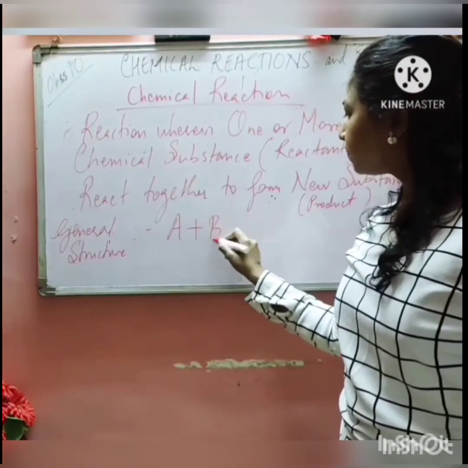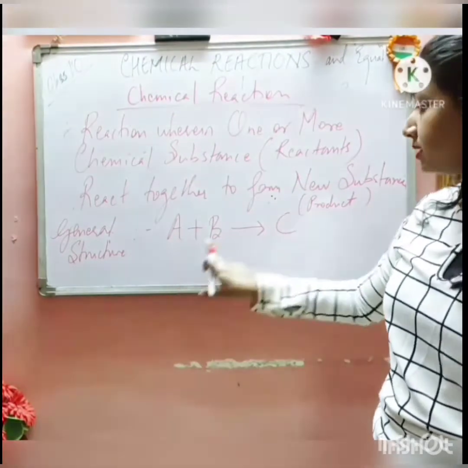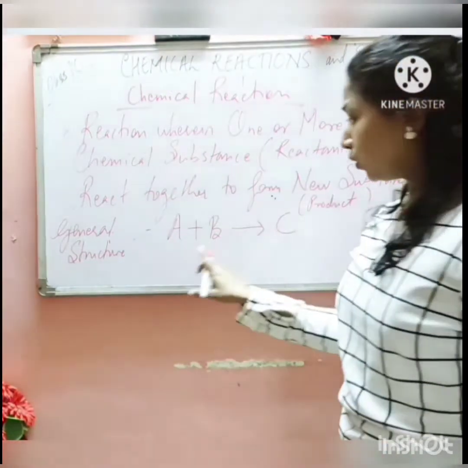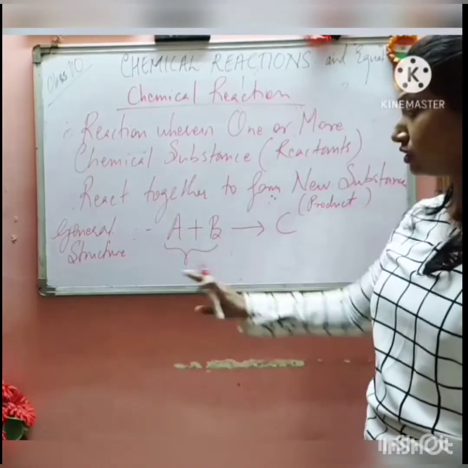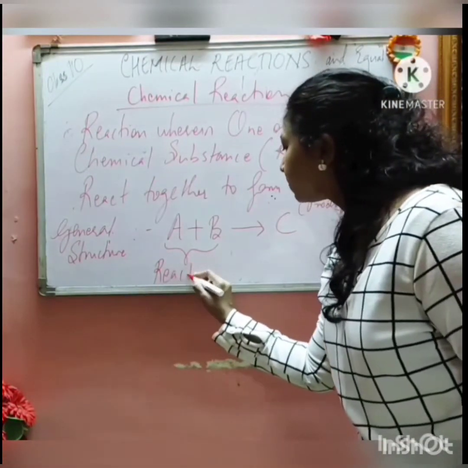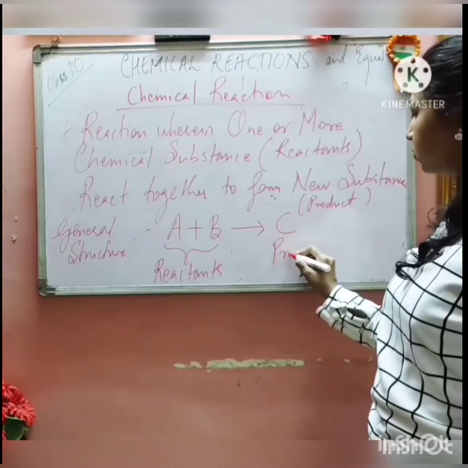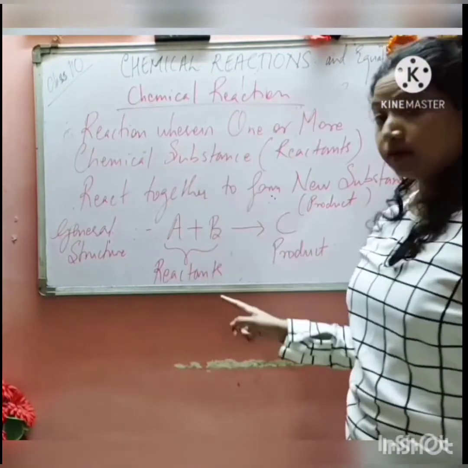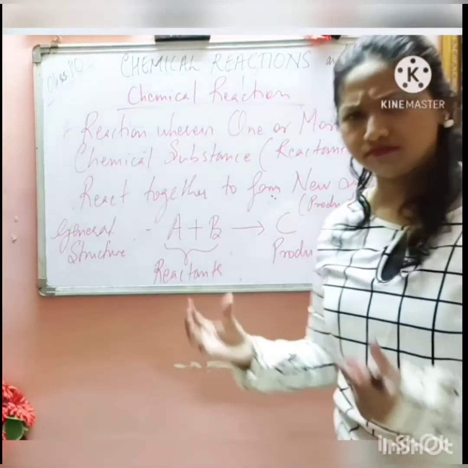Now this is what, guys? This is one chemical substance, this is another chemical substance, and this is a new substance which is formed. So this chemical substance which are on left hand side is called as what? Reactants. Okay, and this new substance which is formed is called as what? Product.